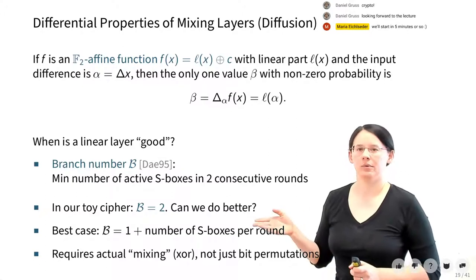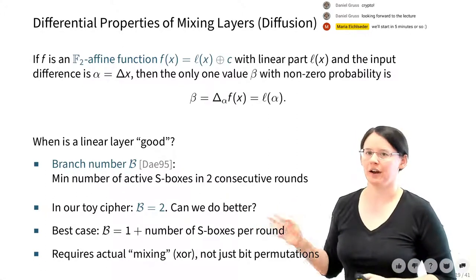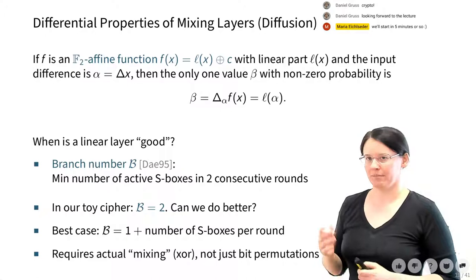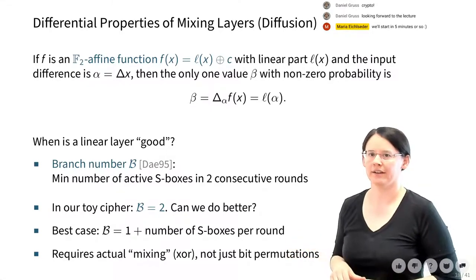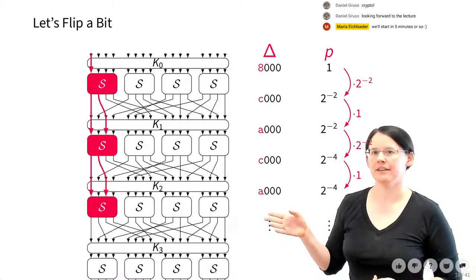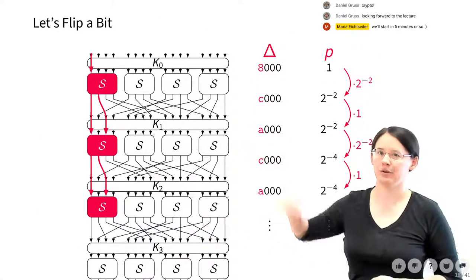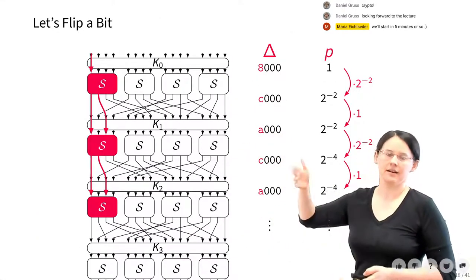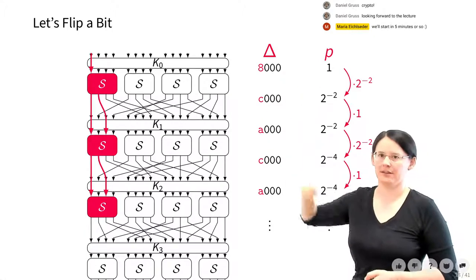And what we would like to have is a larger branch number, because that would mean in total more active S-boxes. For example, if the branch number were 3, then at least one of the two rounds here would have to have two active S-boxes, and thus a lower probability overall.